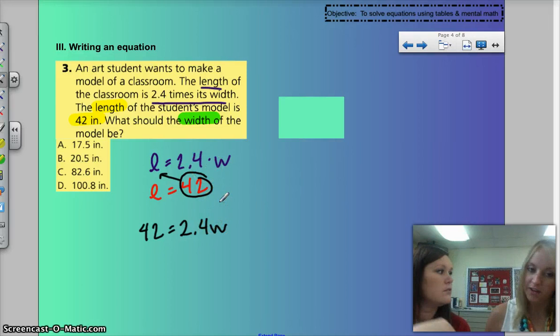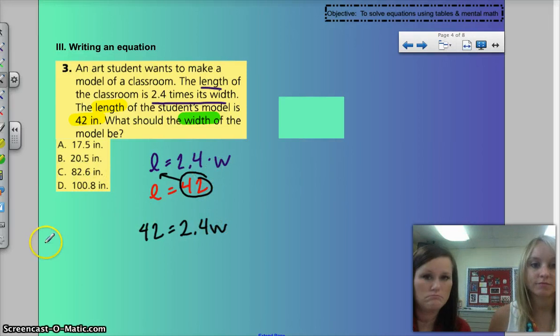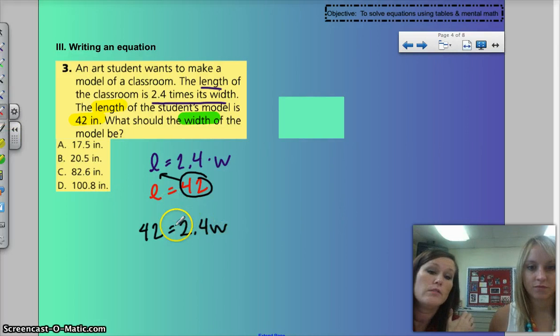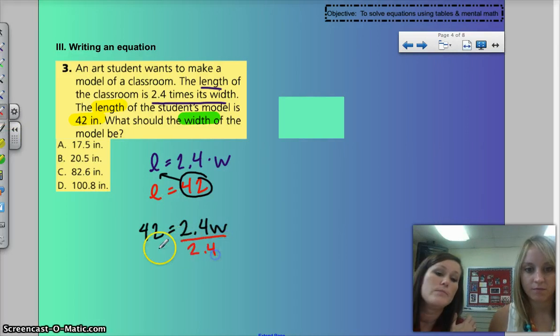in algebra we simplify everything. When a letter and a number are touching, that's what that means. Okay. Then you solve 42 divided by 2.4. How do I get W alone? Divide, because right now it's multiplied. So undo it.